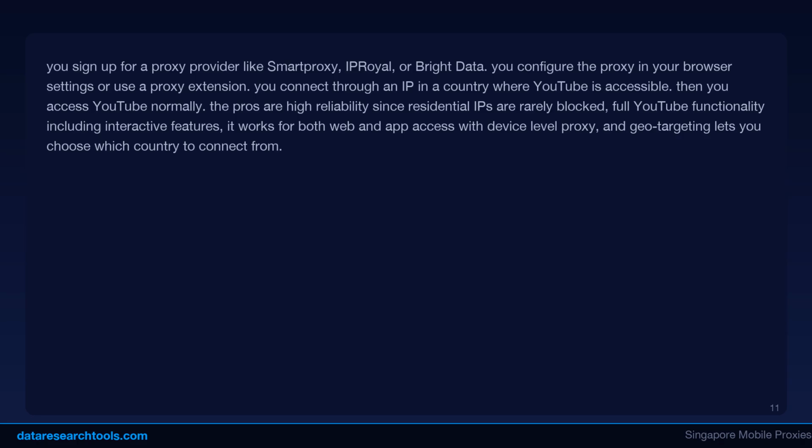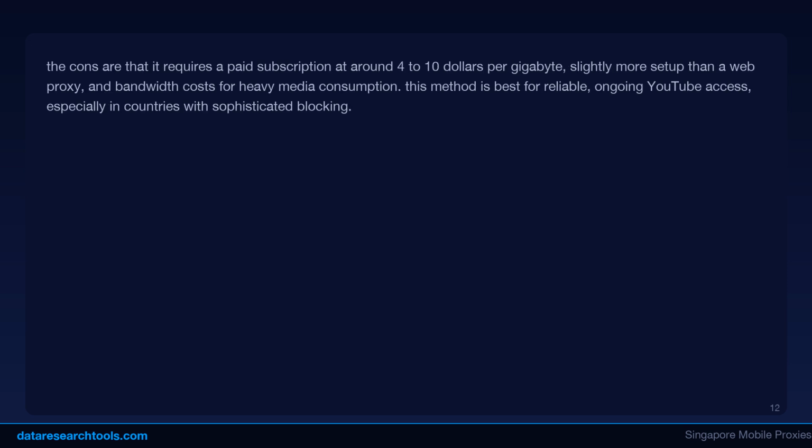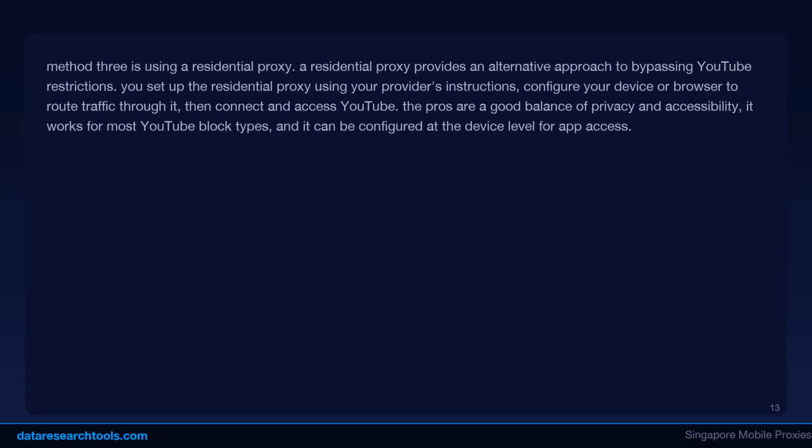The pros are that it's free and instant with no software installation. It works on school or work computers where you cannot install software, and no account is needed. The cons are that it's slower than direct access, video quality may be reduced, some interactive features may not work, and some networks block known web proxy sites. This method is best for quick, temporary YouTube access on restricted computers.